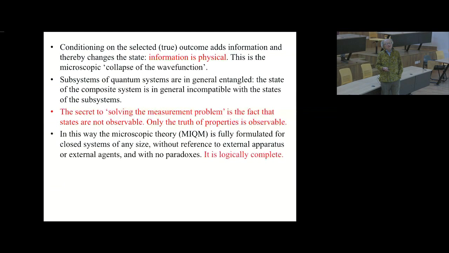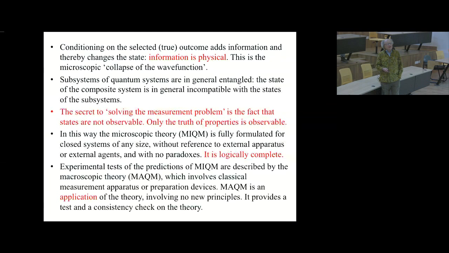In this way, the microscopic theory is fully formulated in terms of closed systems without reference to external apparatus, with no paradox. It's logically complete, and the collapse occurs in logical time. Experimental tests are described by the macroscopic theory, which involves classical measurement apparatus. Macroscopic quantum mechanics is an application of a theory. It's not a new principle.